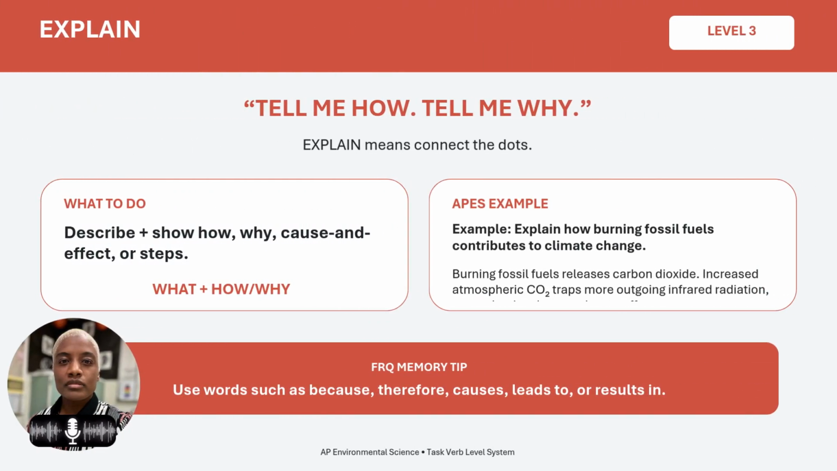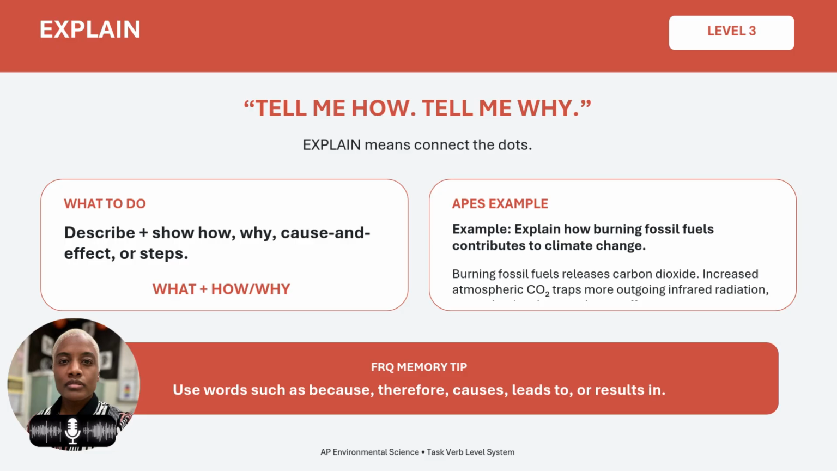All right, for this one, now we're talking about explain. Again, explain. So really starting with propose a solution on, we start noticing we're going to have three components to these answers. Okay. So explain, what is explain? Is tell me how, tell me why. So explain is going to connect all the dots. So what to do on the left, we're going to describe. We know what describe is. We identify and we give a detail. Okay. So we're going to describe it, and we're going to show either how, why, a cause and effect, or steps. So it's your choice.